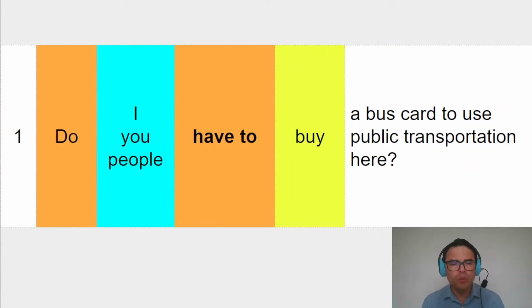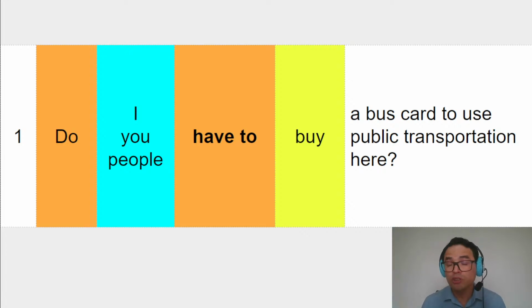Good. Now, in a question, if you are making questions with have to, you need to use an auxiliary. What is the auxiliary here? Do. That is the auxiliary that you need to use. So auxiliary, do, in orange. Then the subject, it can be I, you, people, they, in light blue. Then the modal-like expression, have to, in orange. And then in yellow, a verb in base form, buy. Do you have to buy a bus card to use public transportation here?